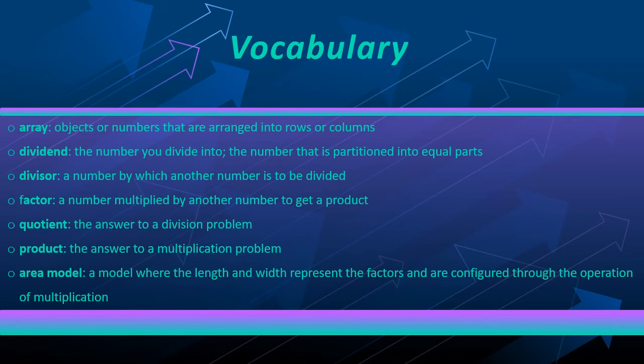Here are some important vocabulary words for this unit. These vocabulary words and their definitions come from the parent letter from STEMscopes. Array, dividend, divisor, factor, quotient, product, area model. It's really important that we are precise with our mathematical language as we explain the connections between multiplication and division, and students really understand the actions in the problems and which piece they're representing by what part of their equations.